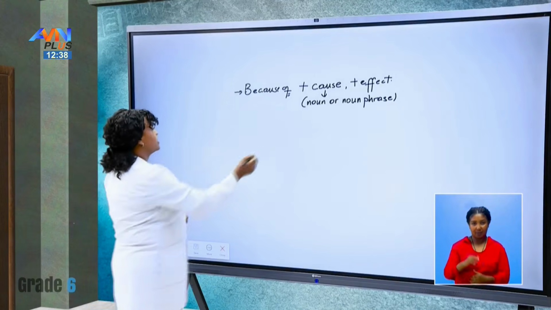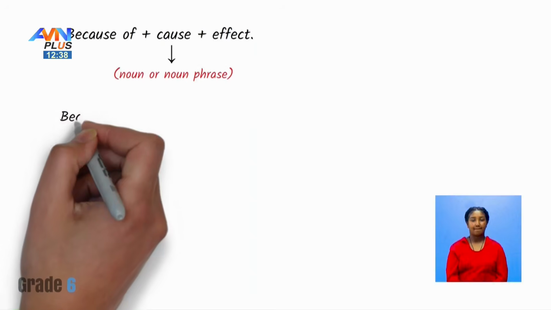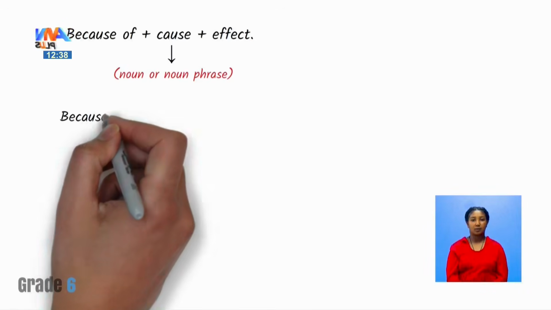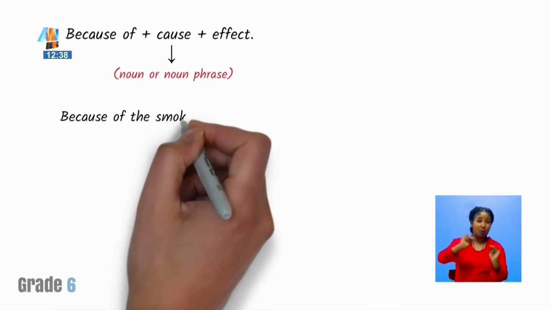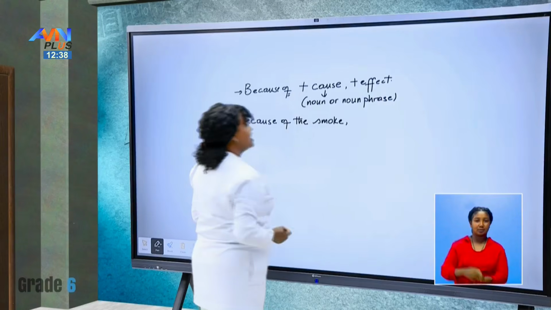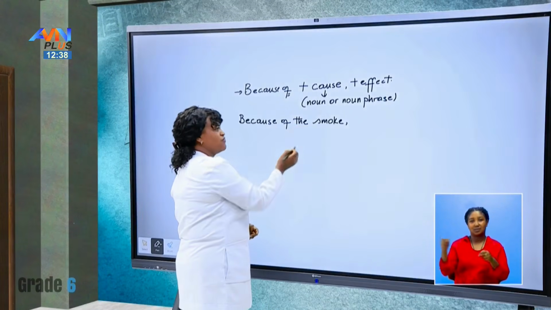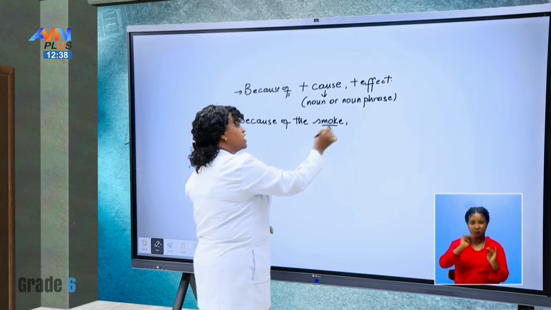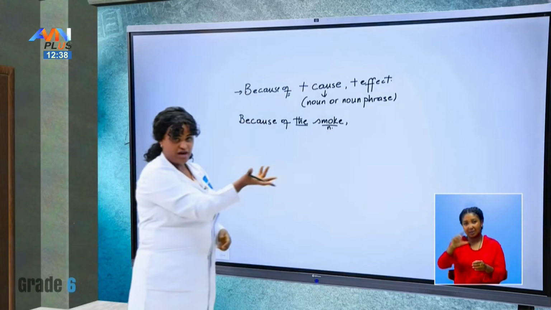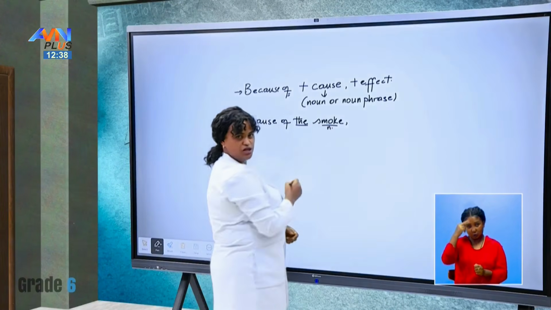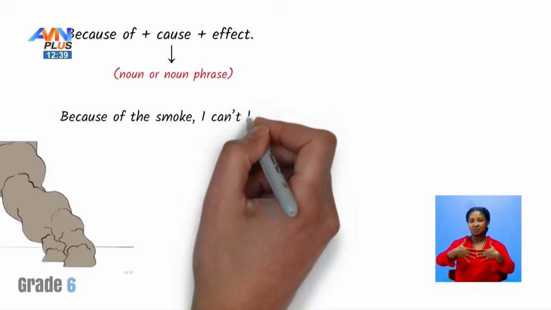All right? Let us see some situations based on this. Because of the smoke, comma. This is what I meant by noun phrase. In this phrase, we have what? We have smoke, which is a noun, and the definite article. Together, we call it what? Noun phrase, right? Okay. Because of the smoke, comma, I can't breathe.